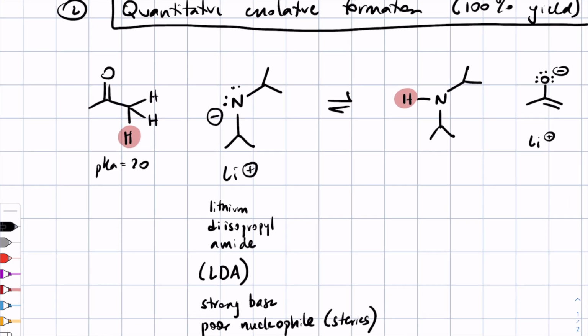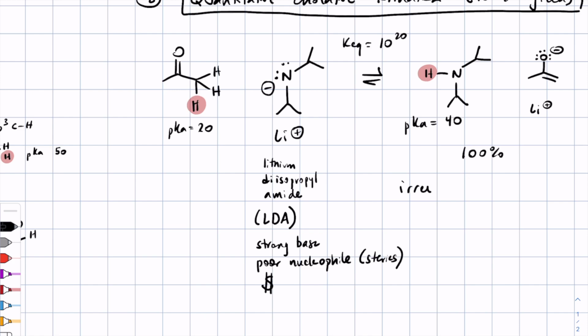The reason this is 100% yield, though, is that the pKa of the conjugate acid of LDA is around 40. So that's an equilibrium constant that's more like 10 to the 20. And we're not going to bother with the 99 and the 18 other nines to give you a sense for how close to 100% yield this reaction is. We'll call this irreversible because the equilibrium constant is so large. So you can make the enolate either under reversible or irreversible conditions.